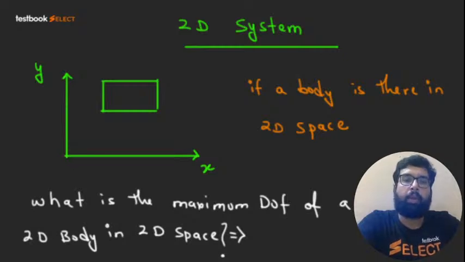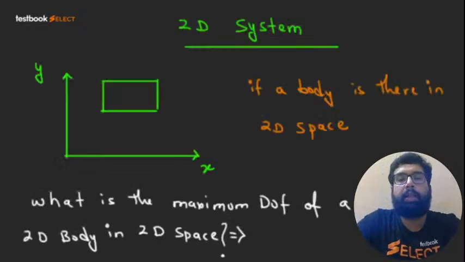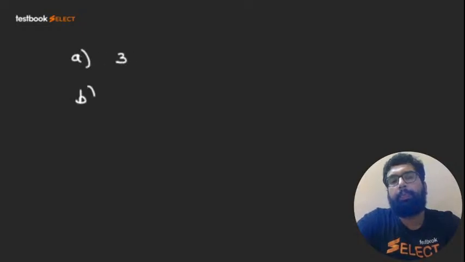So now I want you to do one thing. I'll give you an option: either it is 3 or it is 4. What do you say? Is it 3 or 4?